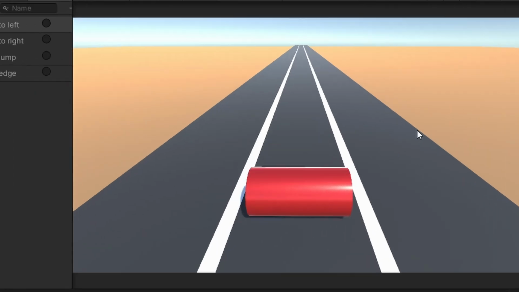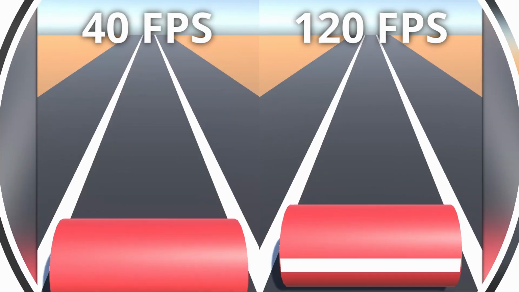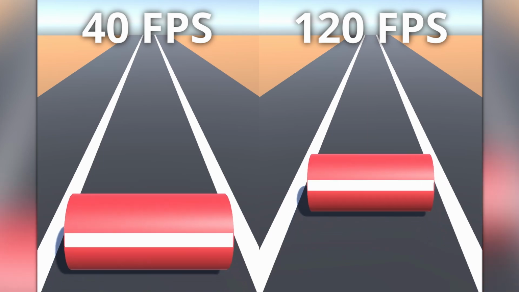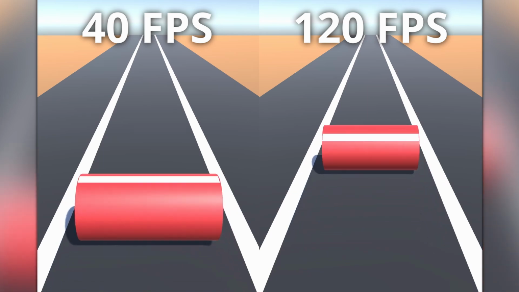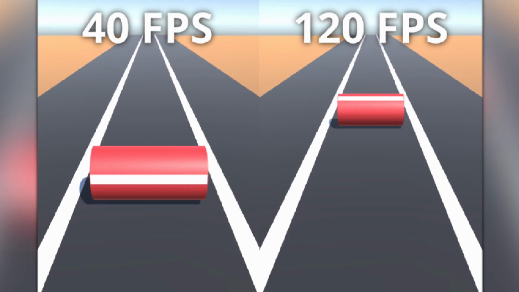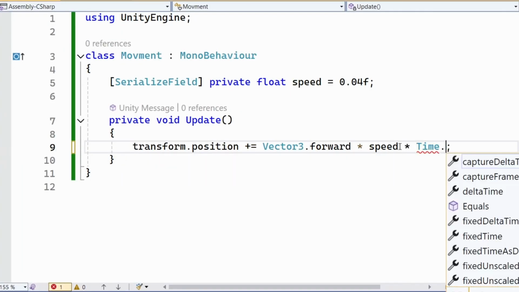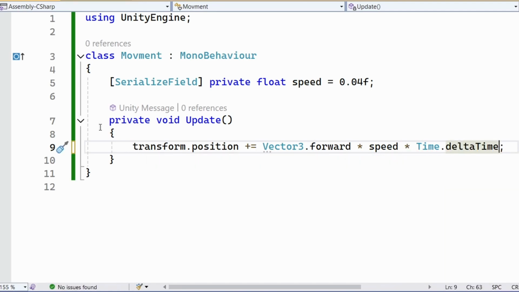On some computers, it works unevenly. This is a typical mistake when using Update. It happens because Update is called every frame, and as you may know, the number of frames depends on the computer's power. In 1 second, Update could be called 120 times, and in another second, only 15 times. To fix this, multiply the forward factor by Time.deltaTime, which keeps track of the amount of time that has passed between the current and last frames.